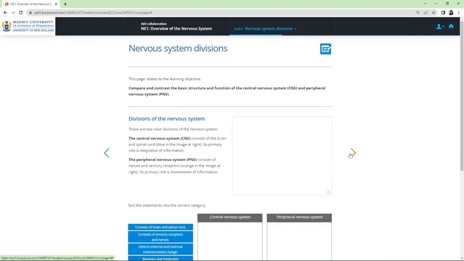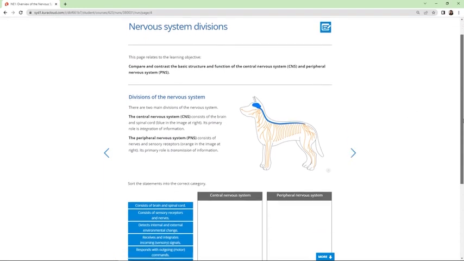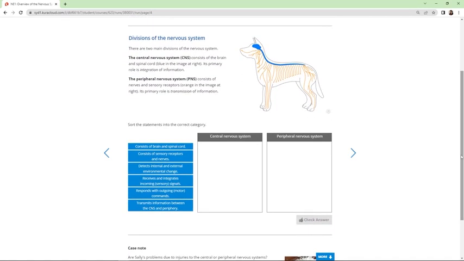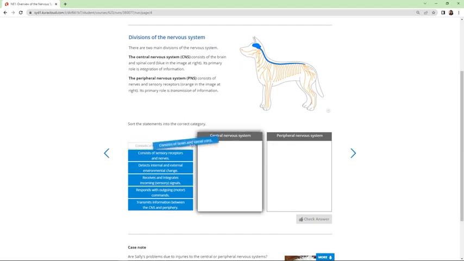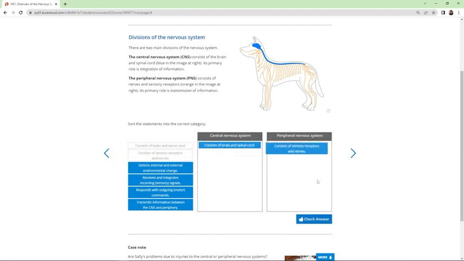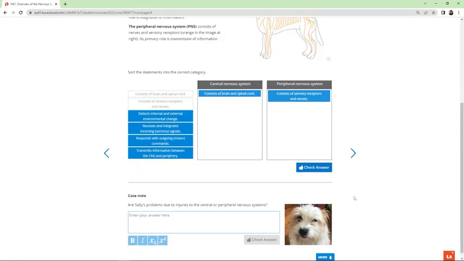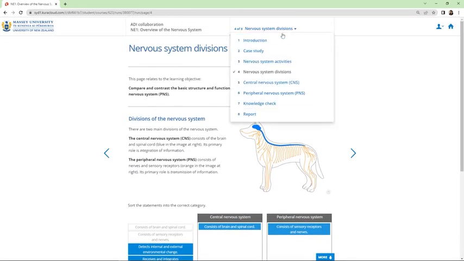On the next page, you can see that the content is laid out in a consistent structure, so students know what to expect. The vast majority of illustrations are specific to veterinary physiology. Again, students will be asked to check their understanding through a variety of interactive question types with supportive feedback. Let's skip ahead to show you how the lesson ends.